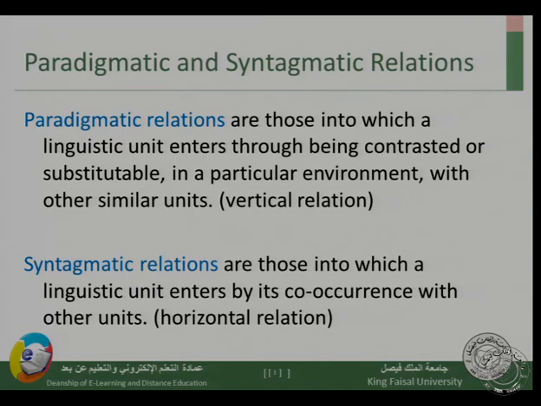And the second relation is called the syntagmatic relations. These are relations in which a linguistic unit enters by its co-occurrence with other units. So we imagine it as a horizontal relation. It's like a line, a horizontal line. For example, one sentence, and then we see the relationship between two words that are right next to each other on the same line, in the same sentence, for example. So this is the difference between paradigmatic and syntagmatic relations.